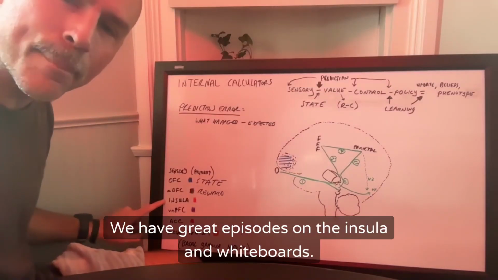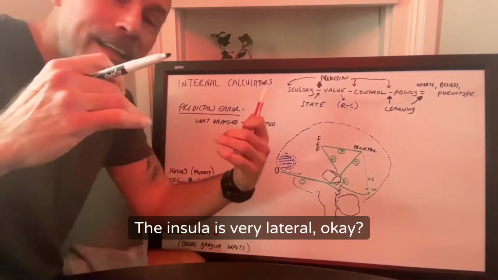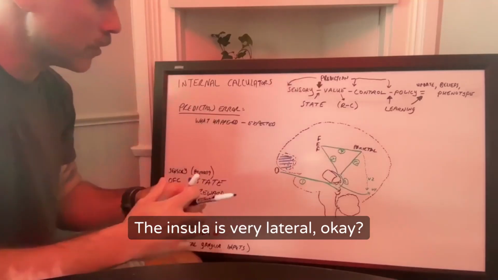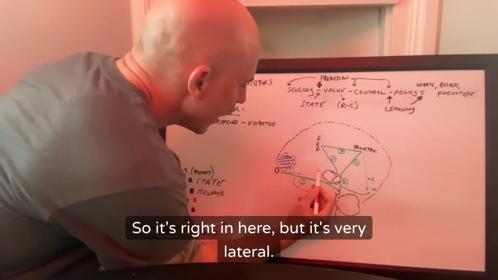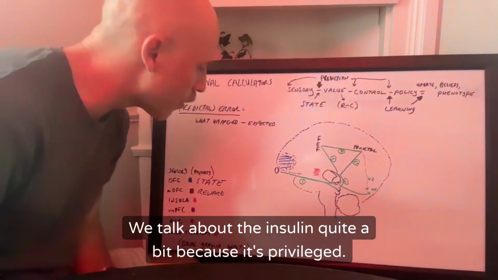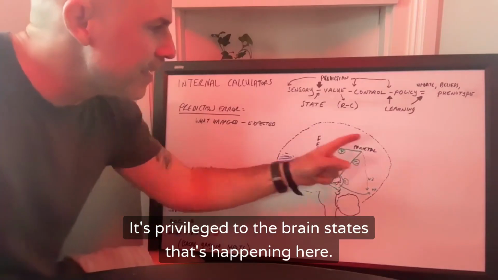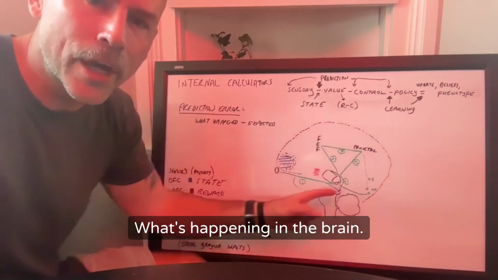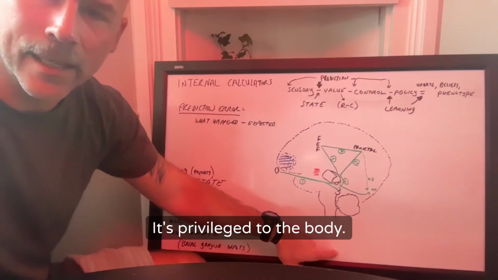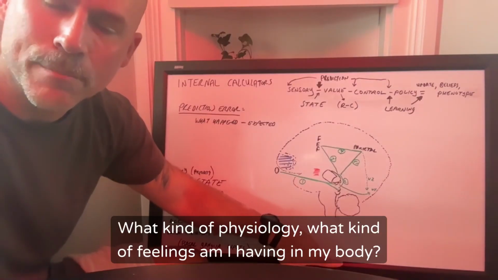We have great episodes on the insula and whiteboards. The insula is very lateral, okay? So it's right in here, but it's very lateral. We talk about the insula quite a bit because it's privileged. It's privileged to the brain states, what's happening in the brain. It's privileged to the body. What kind of physiology, what kind of feelings am I having in my body?